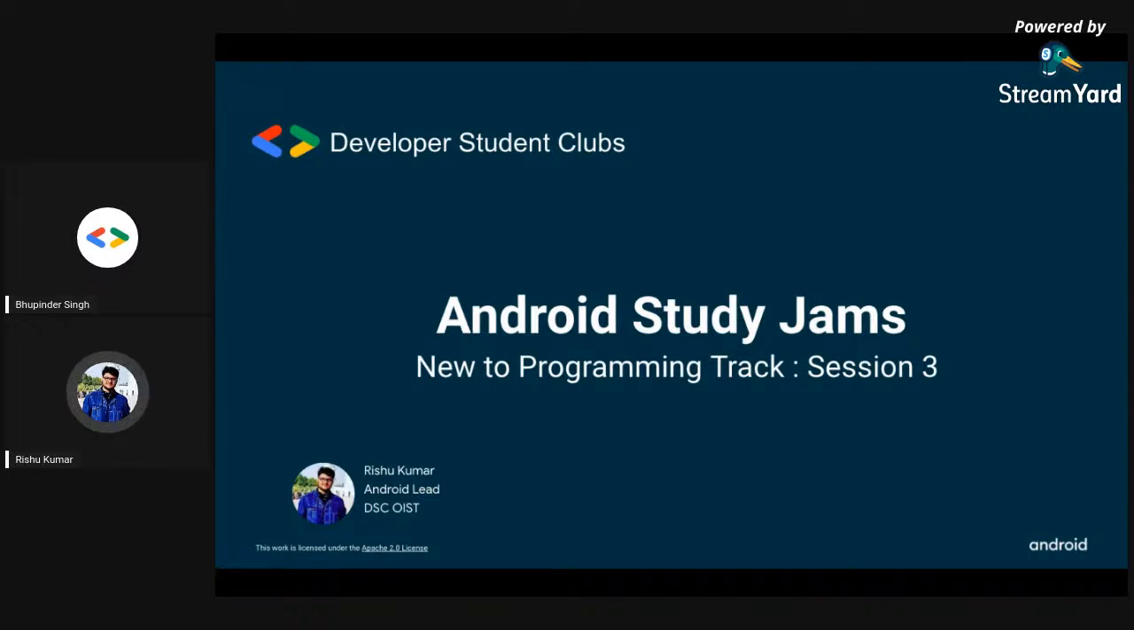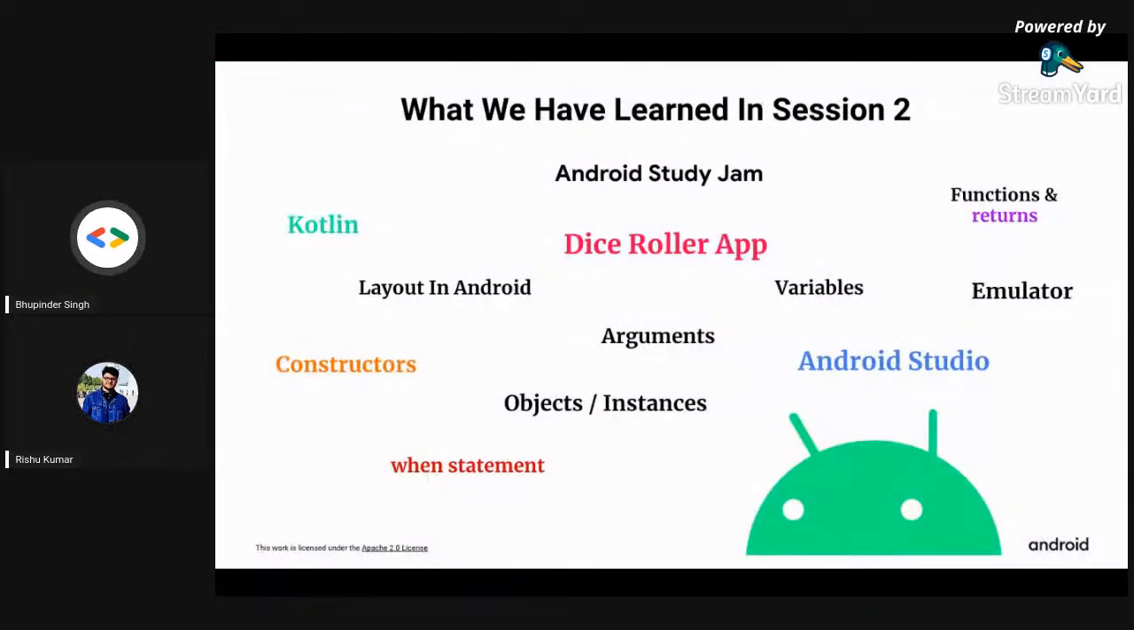Okay, so let's start our session and recap what we have done in session 2. In session 2, we covered some of the basics of the Kotlin programming language. We saw how we can write functions that have a return value, how we can use arguments as well as parameters, how we can create a class as well as how we can instantiate a class. Also, we saw how we can add a layout in Android Studio. And at last, in that session, we built a dice roller app. So this is a quick overview of what we did in session 2.